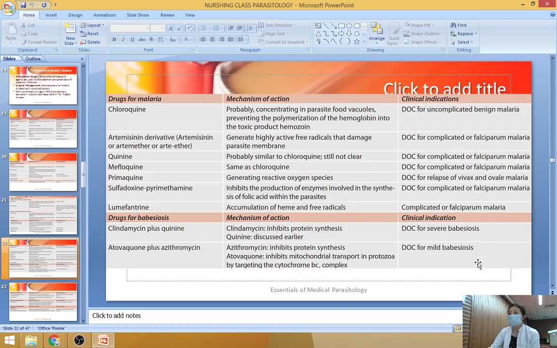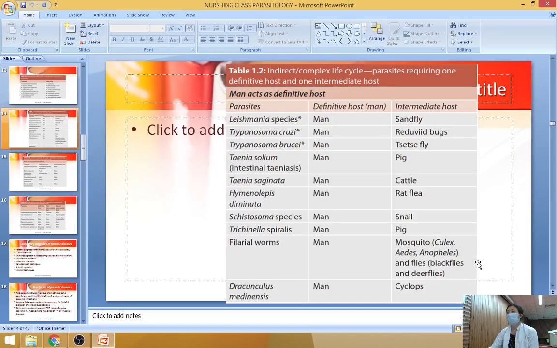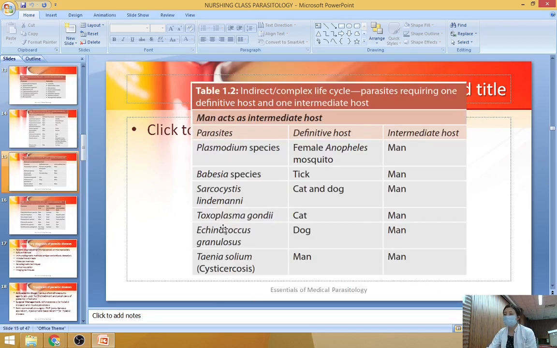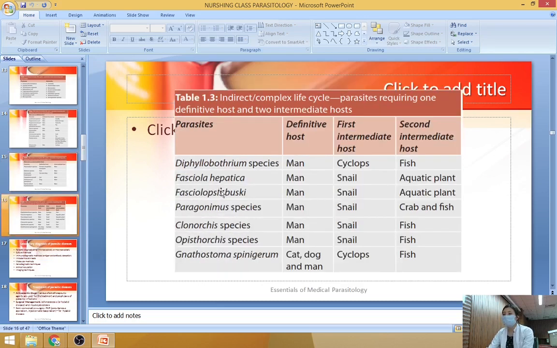Then drugs for malaria are very important. And in the indirect or complex life cycle, these are important: Plasmodium species, Echinococcus granulosus, Taenia solium, Fasciola hepatica, Schistosoma species and all.